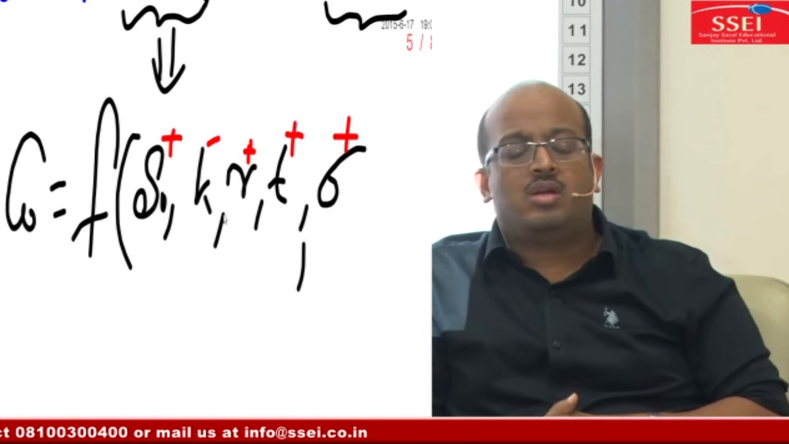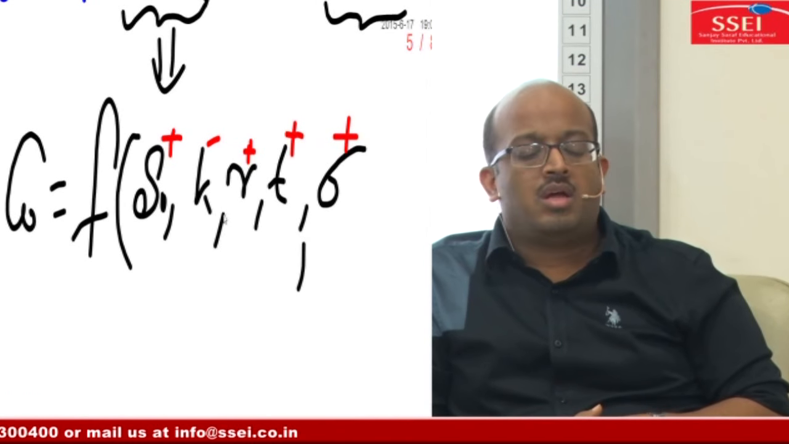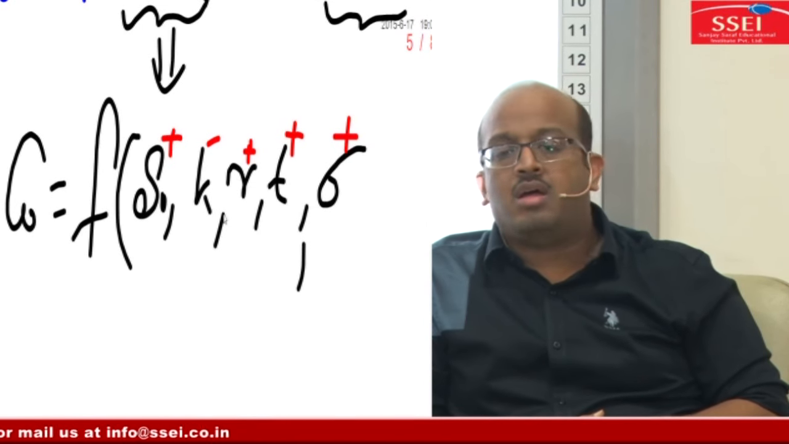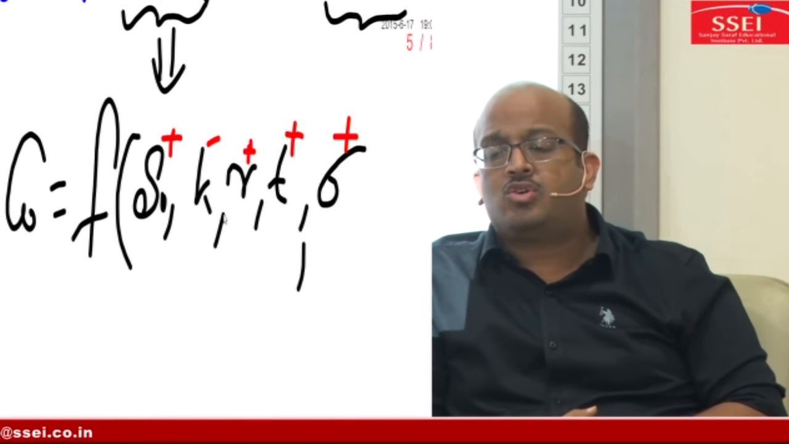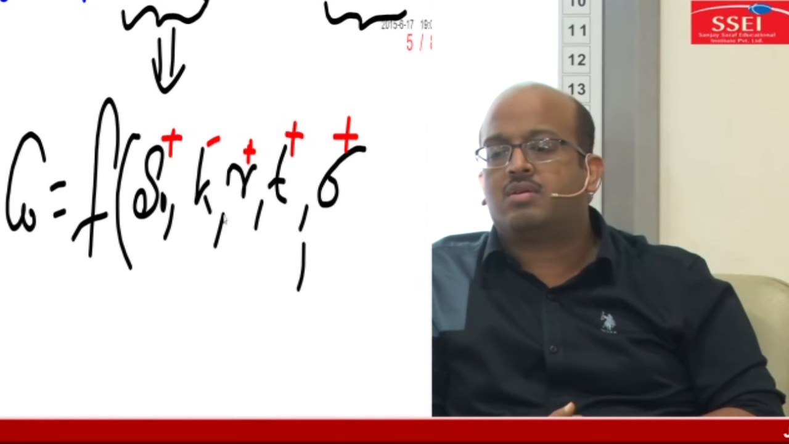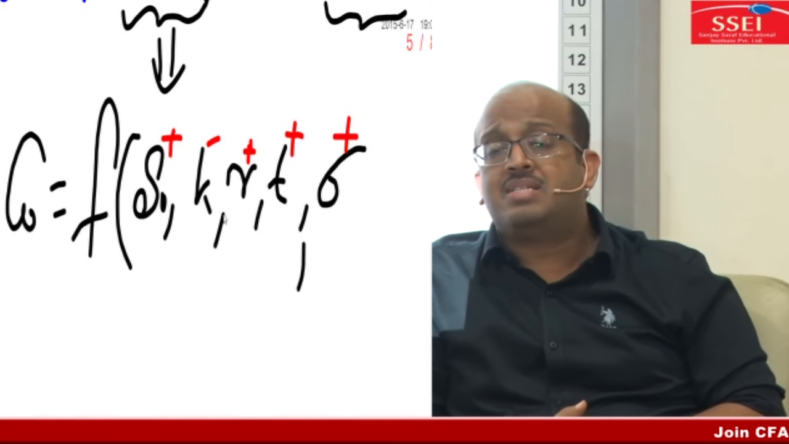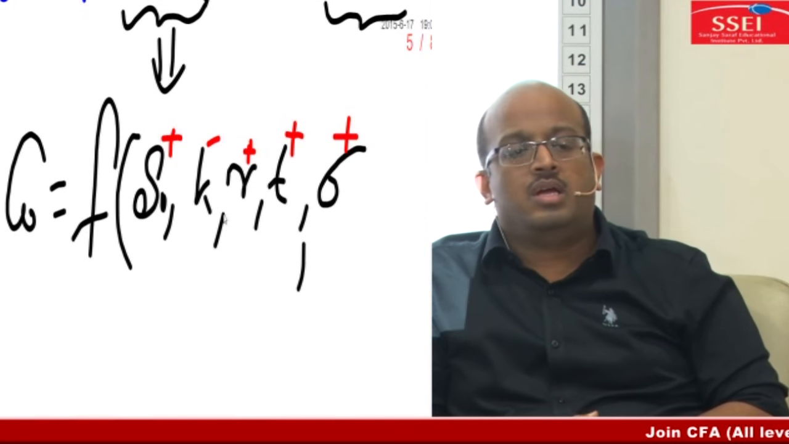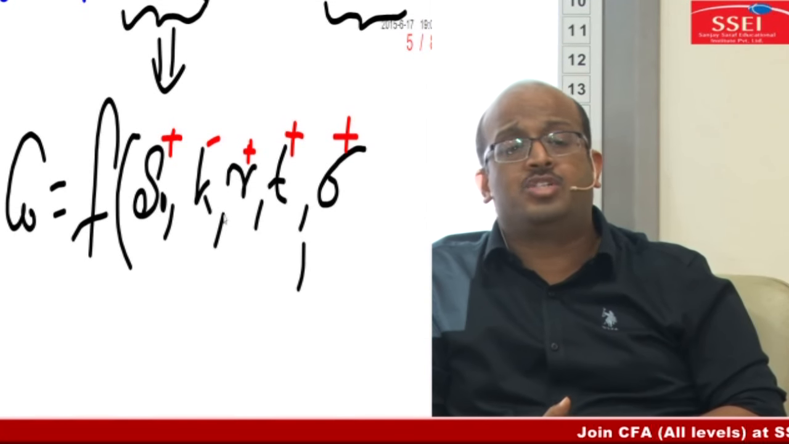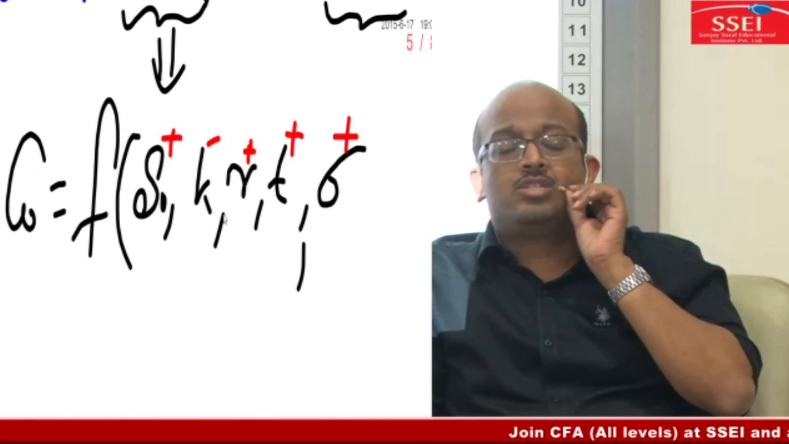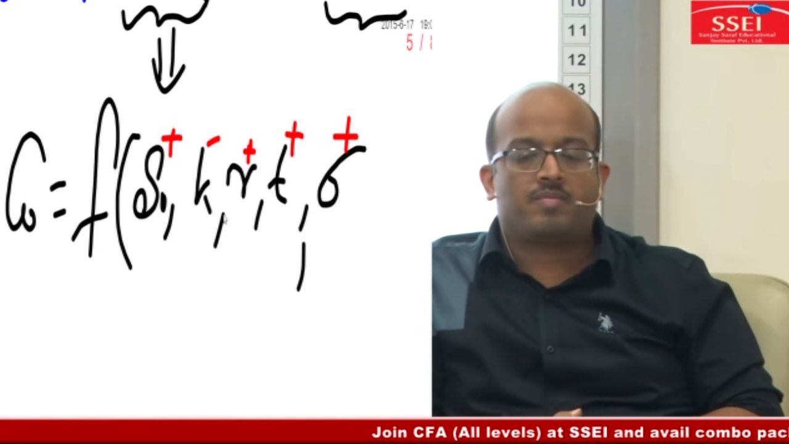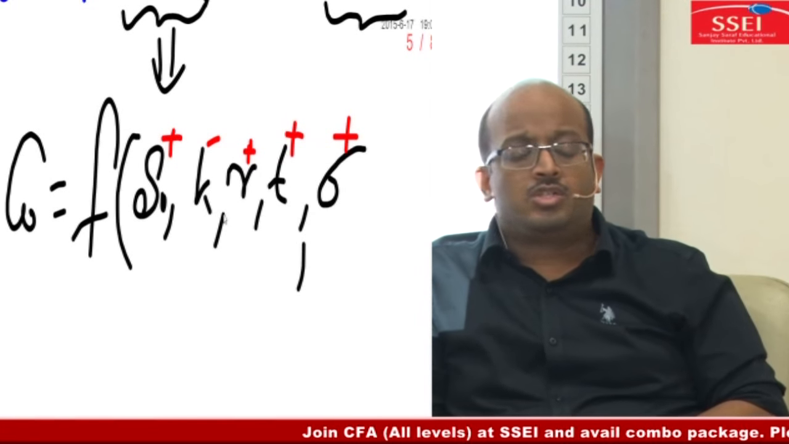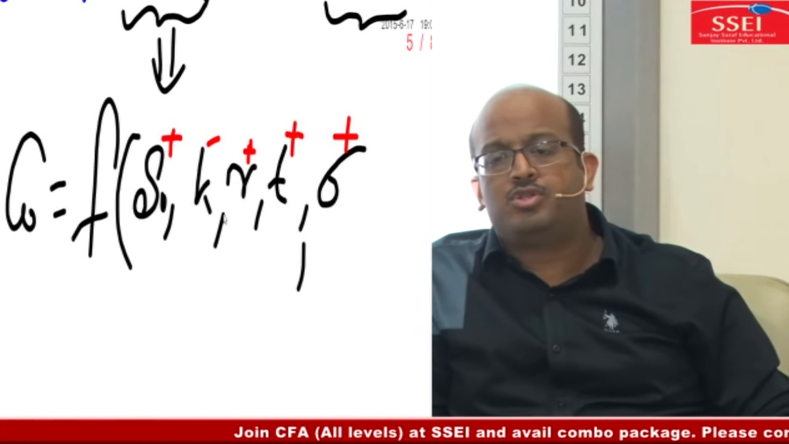Number 4, R is constant. Number 5, sigma is constant. Number 6, stock price follows a log normal distribution.